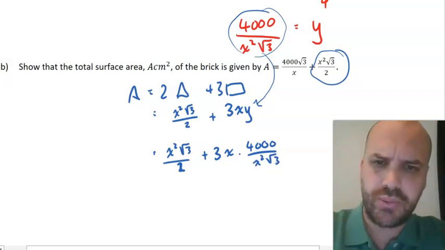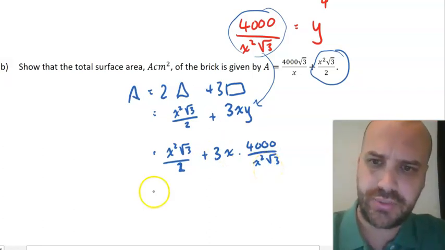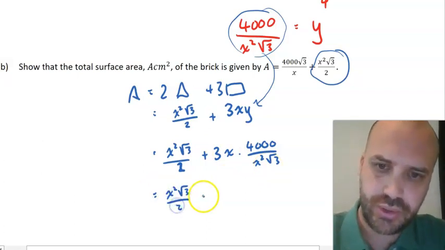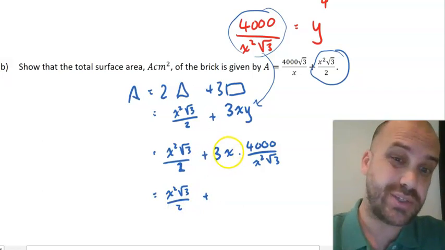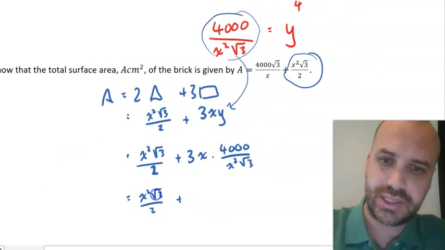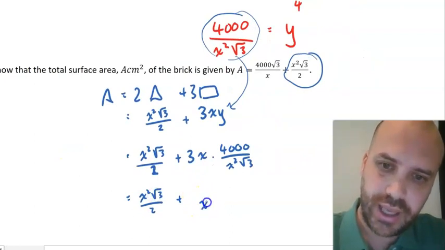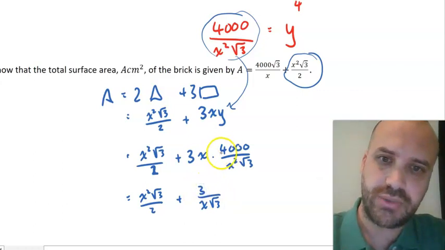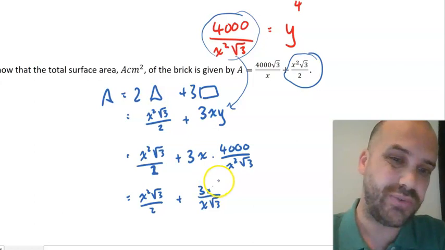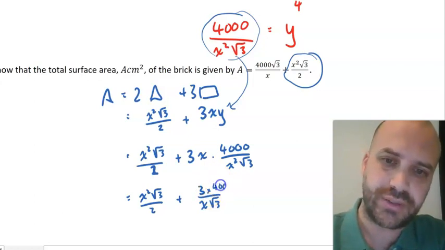And then when we sort of put this bit together, we get x squared root 3 on 2 plus, we got 3x on the top and x squared on the bottom. So that's going to leave us with an x on the bottom, x root 3 on the bottom, and then 3 times 4,000, which is 12,000. Let's leave it like that for now.